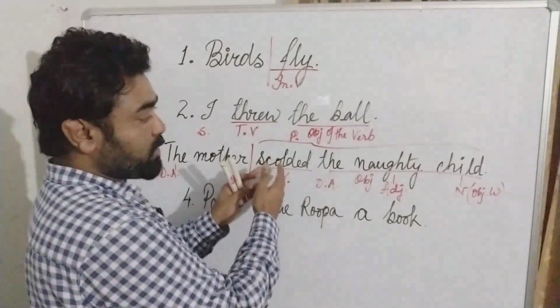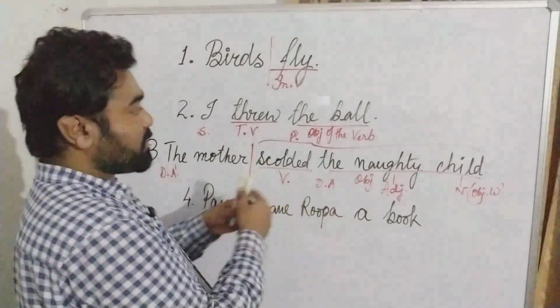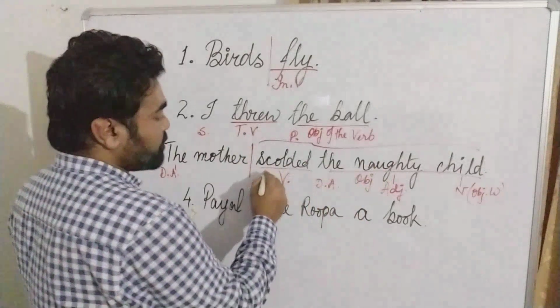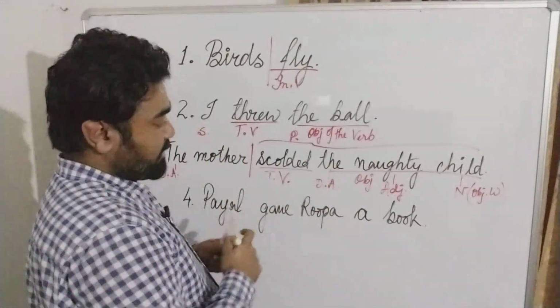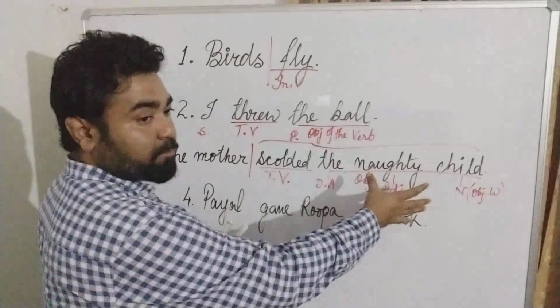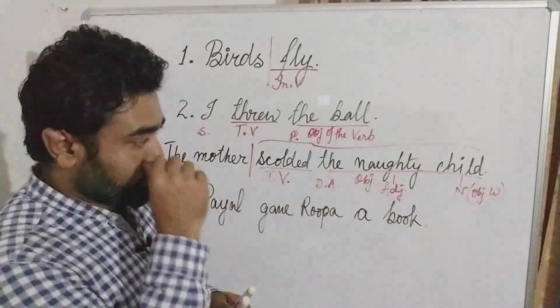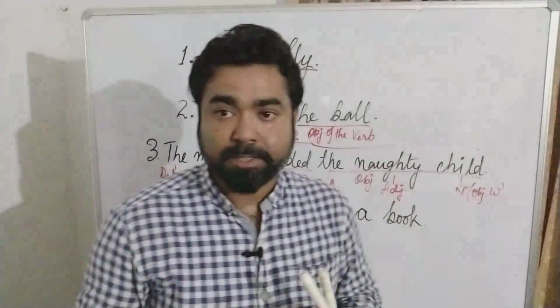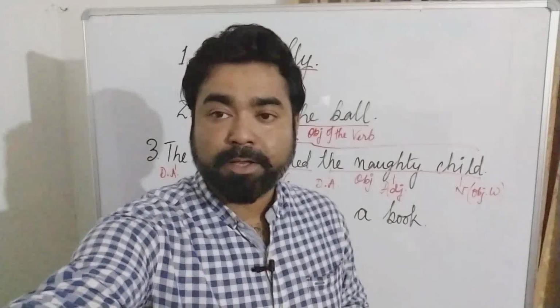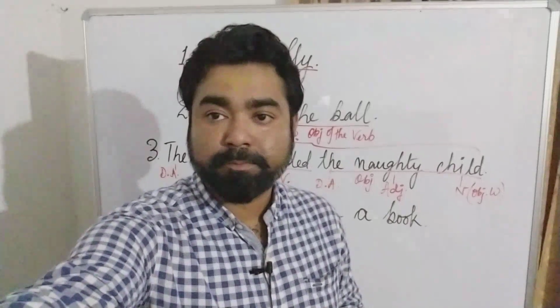What type of verb? Scolded. Because it has taken an object, definitely it has to be a transitive verb. Okay, so and then transitive verb, we have identified the object and also the object attributes. Clear? So this is how we are supposed to go about it. Now we are going to the next part.